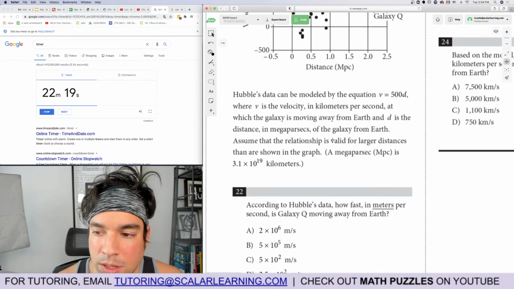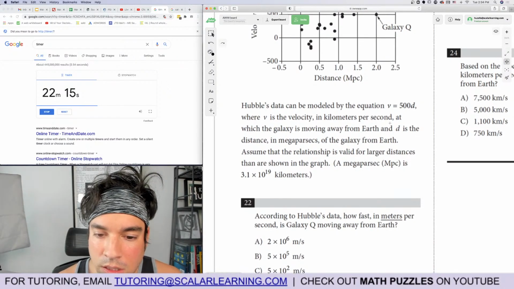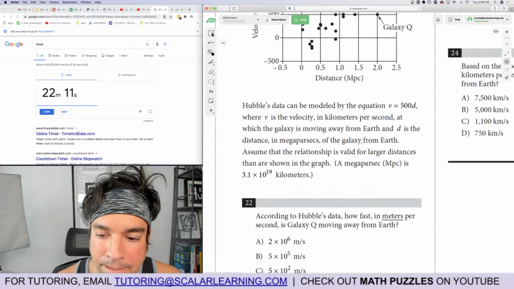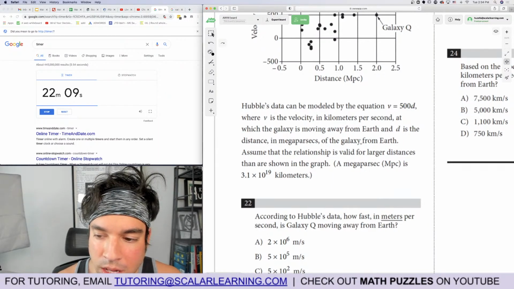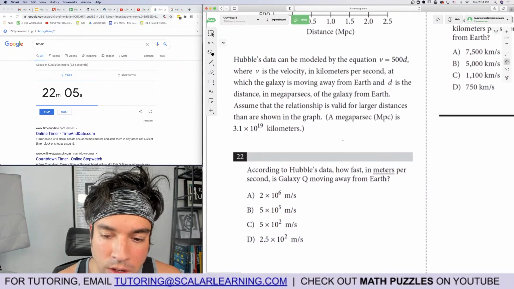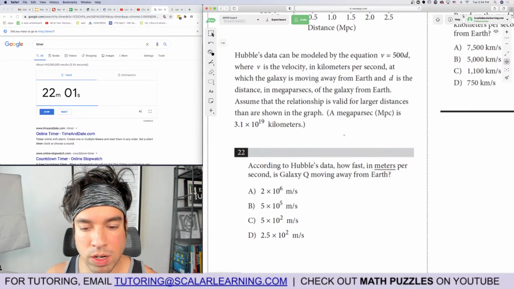Okay, Hubble's law can be modeled by the equation v equals 500d, where v is the velocity in meters per second of a galaxy, and d is the distance. Yeah, so the velocity increases. That's valid for larger distances than are shown in the graph. Okay, great. I'm trying not to get bogged down in all the units, because it's crazy stuff.